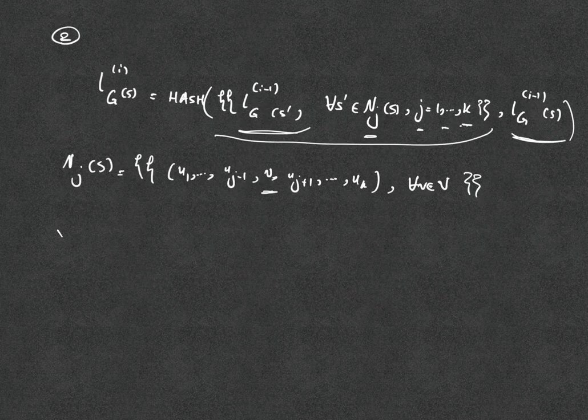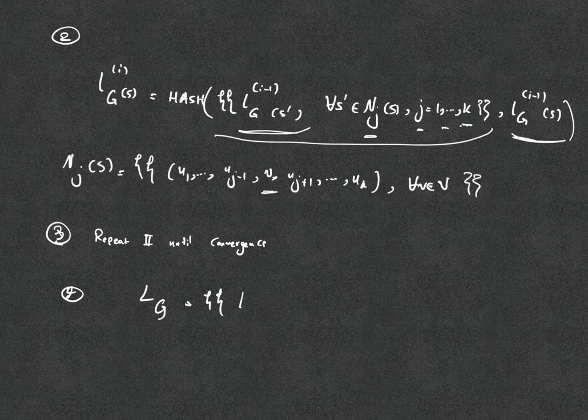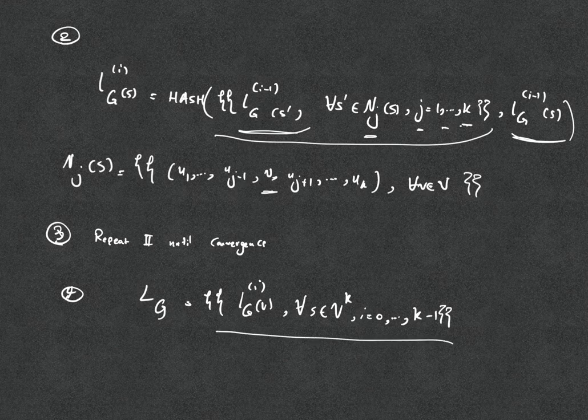As expected, step 3 is repeating step 2 until convergence. And step 4 is building the final multiset for all of the size k subgraphs. And this is basically going to be a summary of all of these subgraph labels.